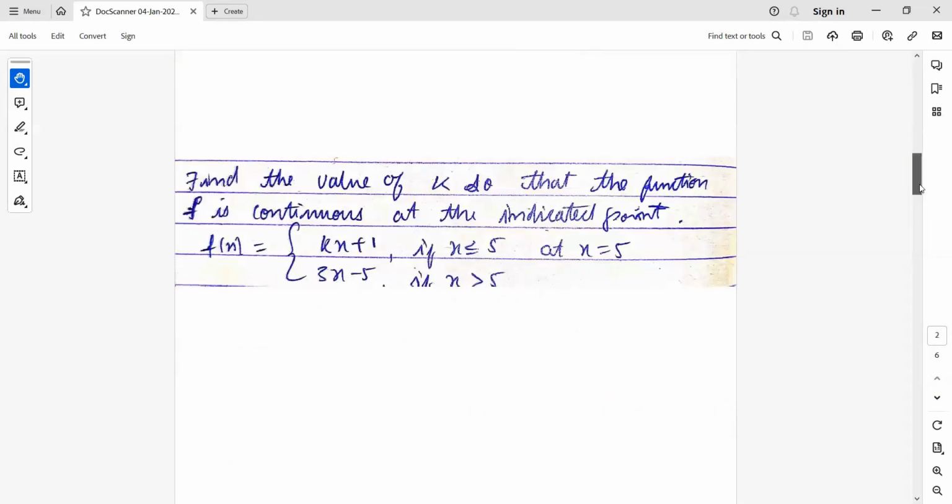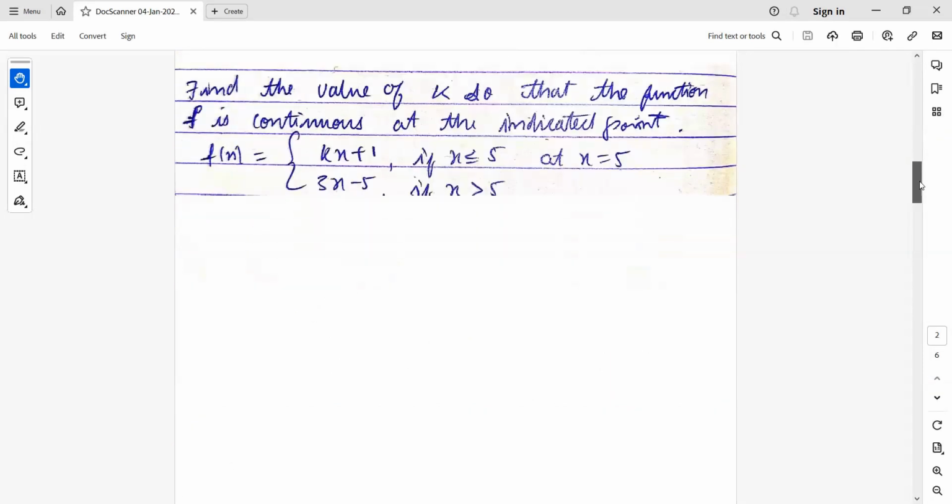Okay, next question. Question number 2. Here only the point is changed. The question is exactly the same. Find the value of k so that the function f is continuous at the indicated point. Here the indicated point is 5. Again the same steps we are following. We'll discuss this solution.